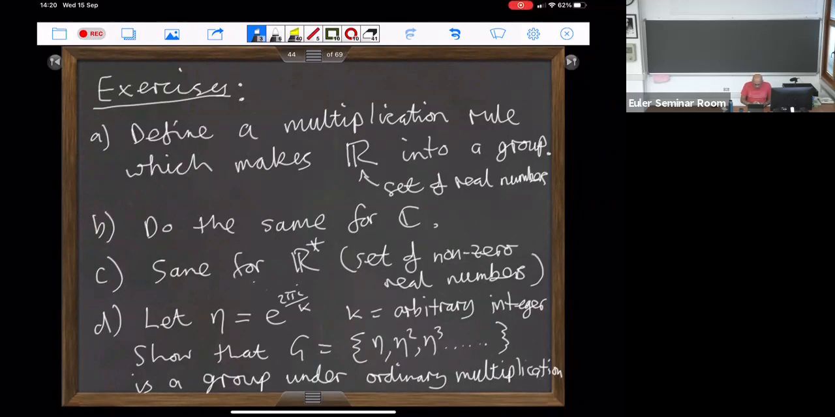D, we want to consider eta, which is a complex number, a pure phase, which is just e to the 2 pi i divided by k in the exponent, where k is an arbitrary integer. It's important that it's an integer. And then you take eta and you multiply it by itself as many times as you like. So you take eta, eta squared, eta cubed, where here I'm multiplying as a complex number, and show that this set under ordinary complex multiplication forms a group. So this group is actually a pretty interesting example in the theory of groups.